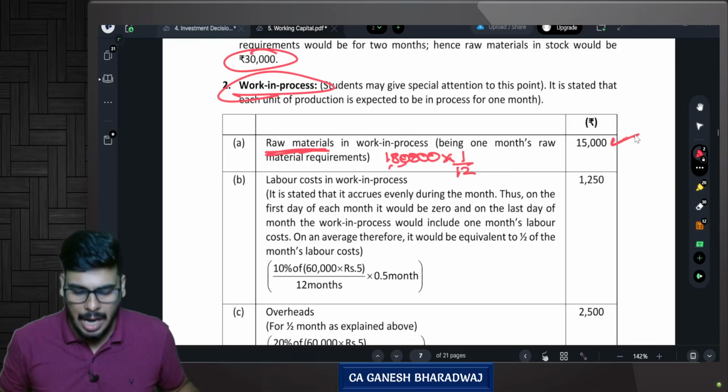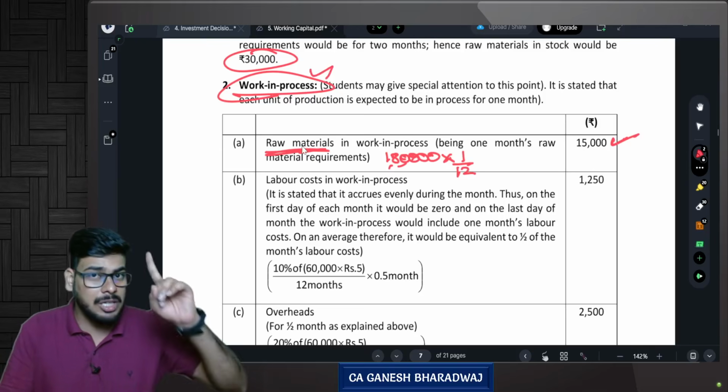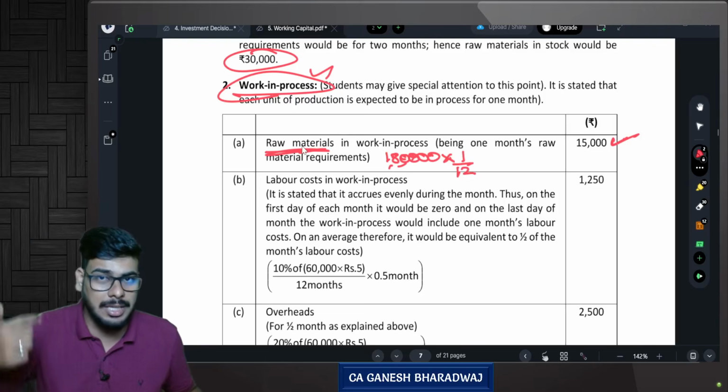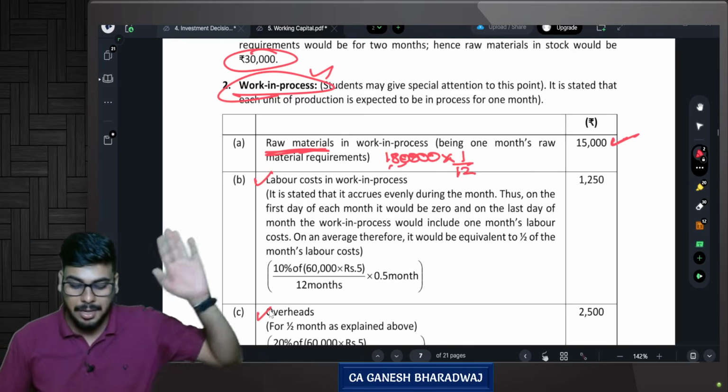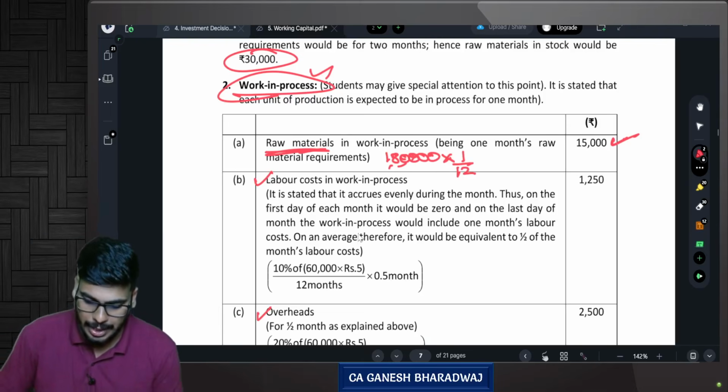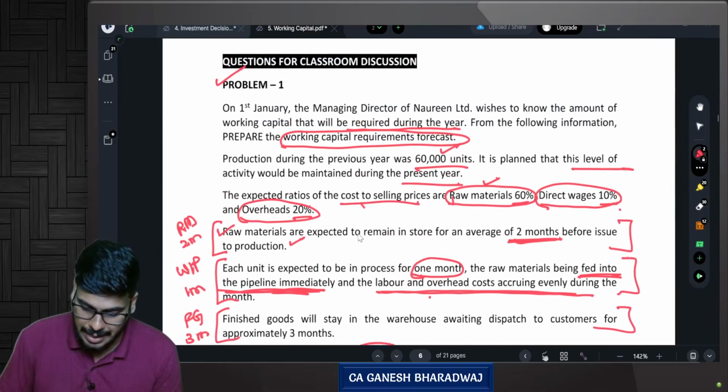This is the meaning. Are you clear with this? Now WIP is not just about raw material. Some processing happens, so labor and overheads will also be incurred. Now what they are saying, please look at this very, very carefully.